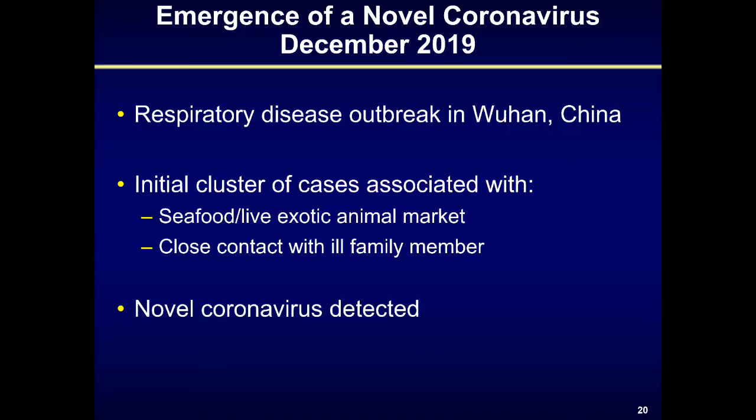So it really should have come as little surprise when yet another coronavirus was reported to be the cause of an outbreak of respiratory disease in Wuhan, China in December of 2019. And the Chinese authorities reported that the etiologic agent was a novel coronavirus as detected by EM and genomic sequencing, as we'll see. But the majority of the initial cases had been associated with visits to a seafood or live exotic animal market or by close contact with an ill family member.